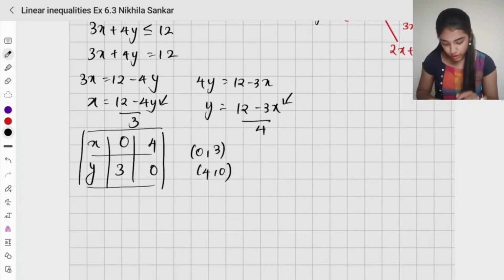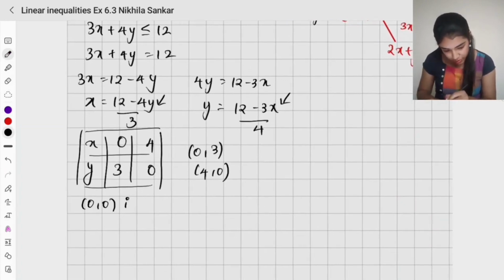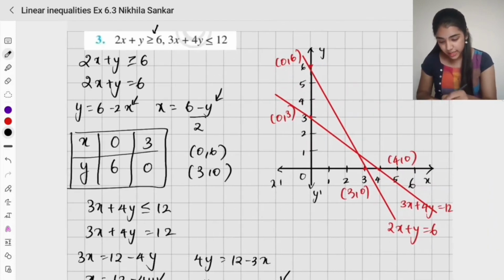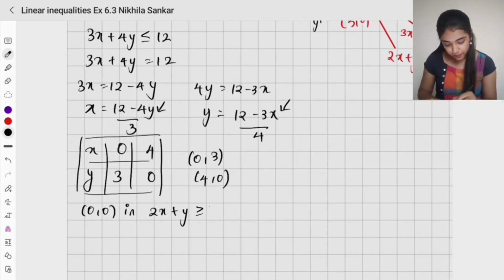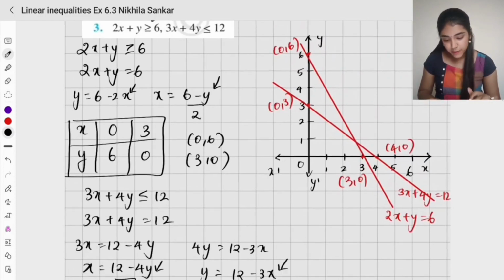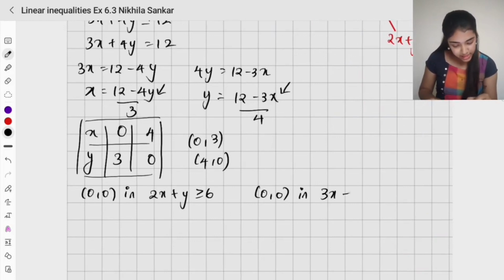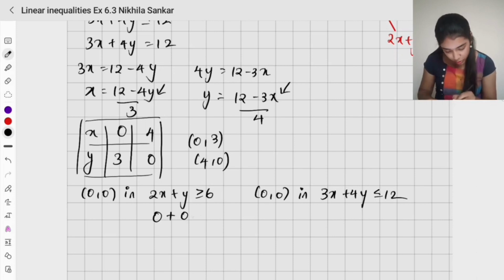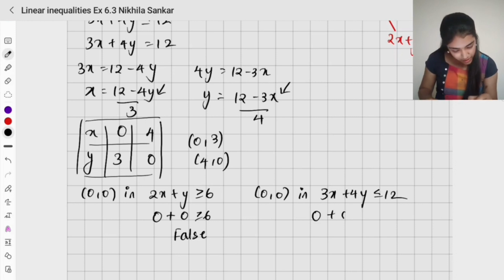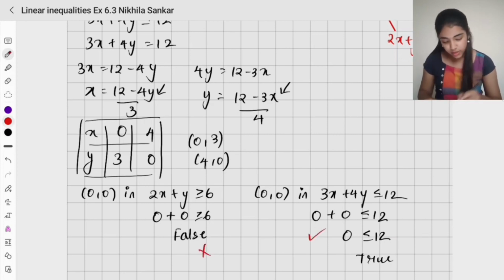I'm going to check if 0, 0 is included for both. So 0, 0 in 2x plus y greater than or equal to 6, and 0, 0 in my second inequality, 3x plus 4y less than or equal to 12. Now if we put 0 here, 0 plus 0 greater than or equal to 6, which is false. For the other, 0 plus 0 less than or equal to 12, 0 less than or equal to 12, which is true. So for this one, 0, 0 is not included, and for the other, 0, 0 is included.